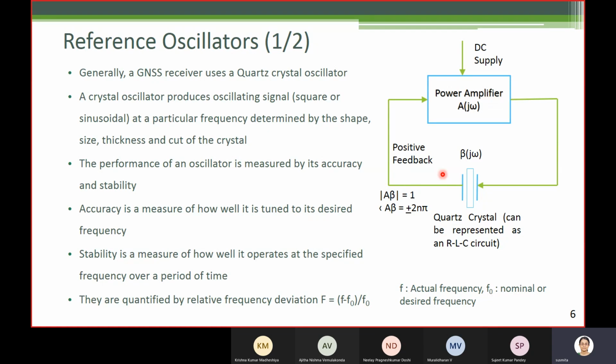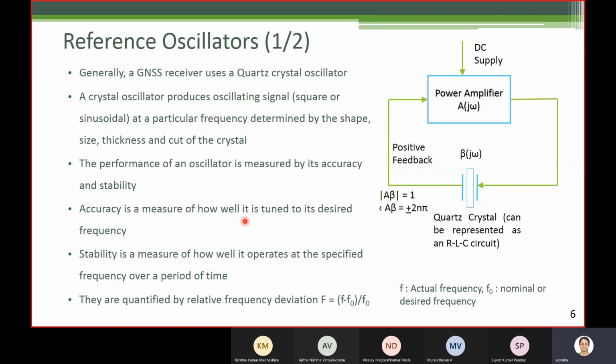The oscillator is supposed to generate the reference signal at a particular frequency, the resonant frequency or some harmonics of the resonant frequency of the crystal. But there is nothing like an ideal oscillator. Although it is supposed to provide the reference signal at a particular frequency, it always drifts. Therefore, the performance of an oscillator is measured by its accuracy and stability.